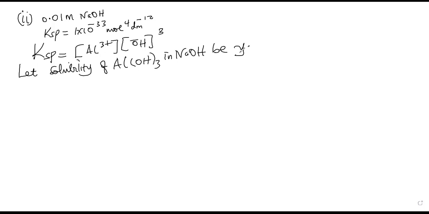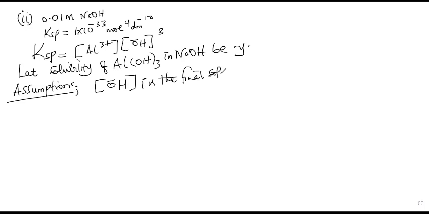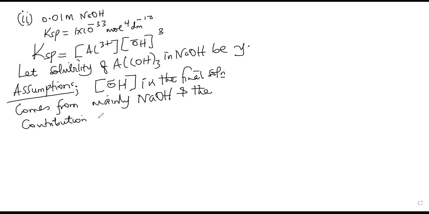If it is to be Y, we have an assumption, because sometimes they ask you these assumptions. We assume that the concentration of hydroxide ion, that common ion, in the final solution comes from the introduced substance. So it comes mainly from sodium hydroxide, and the contribution from aluminum hydroxide is neglected.